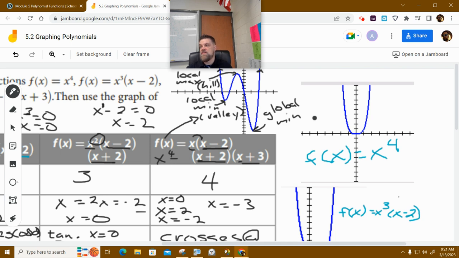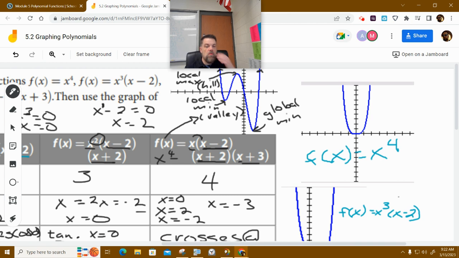Does that make sense? There's a turning point, and if this represented a stock and I wanted to buy low and sell high, I'm going to focus on the mins and maxes. I'm not going to focus so much on the total or global max or min in this scenario. By the way, the global max would be positive infinity.